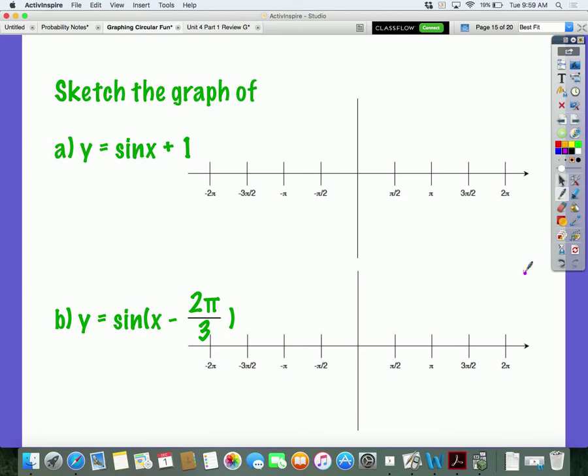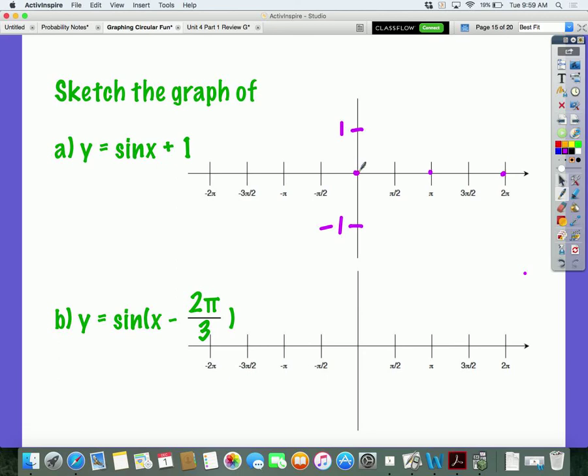So, this first one, sine x plus 1, that plus 1 means my original sine function is going to do what? Go up 1. Okay, so let's first take a look at the original. We know it's bounded between 1 and negative 1. Where does it cross the y-axis? At 0. And where else does it cross the x-axis? 2 pi, because it has a period of 2 pi. There's one more spot in between 0 and 2 pi.